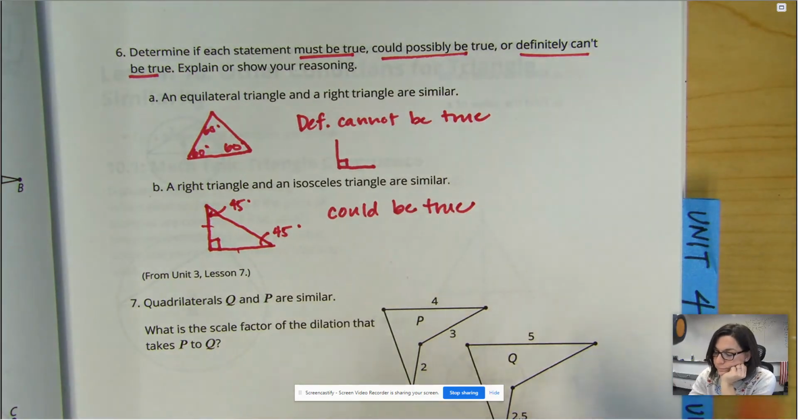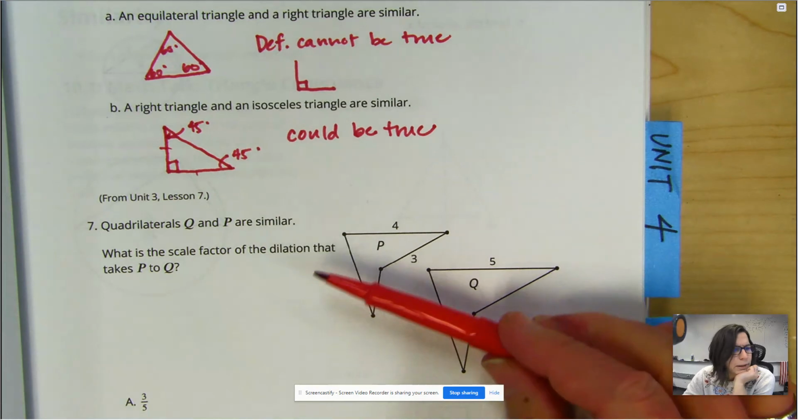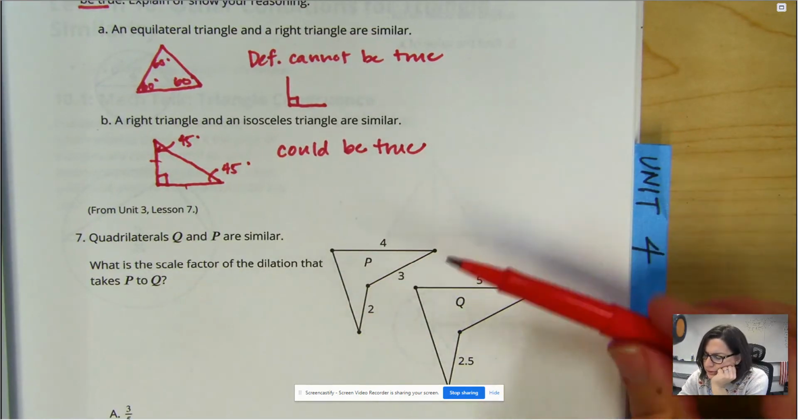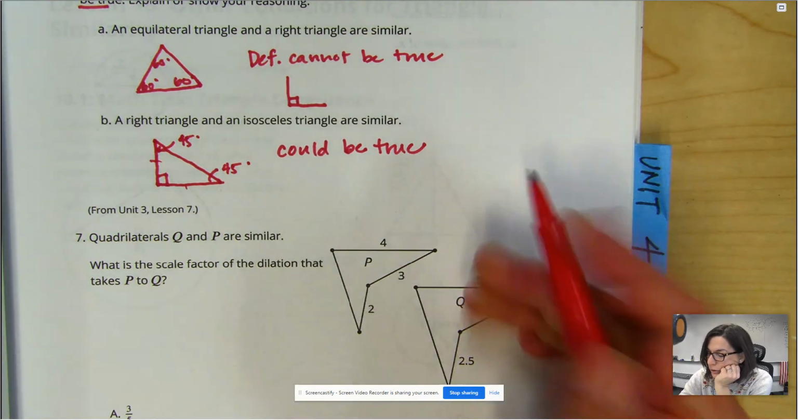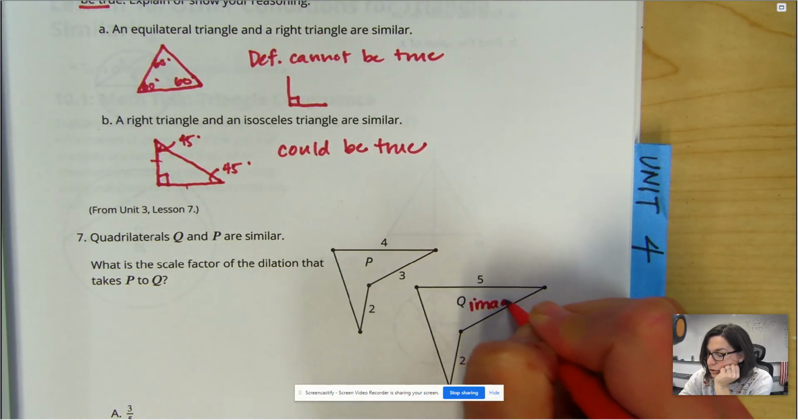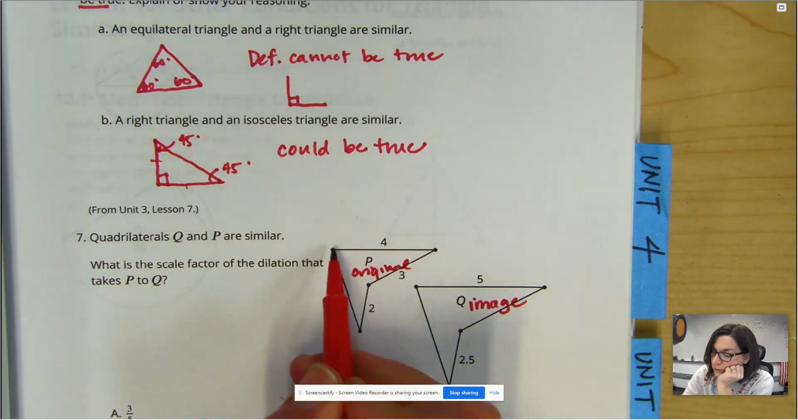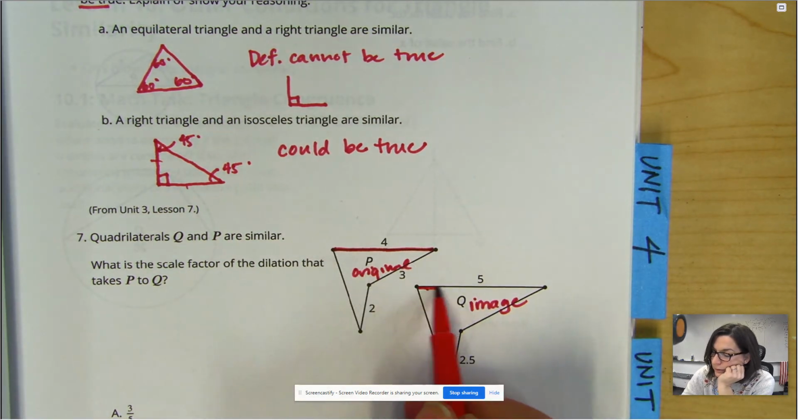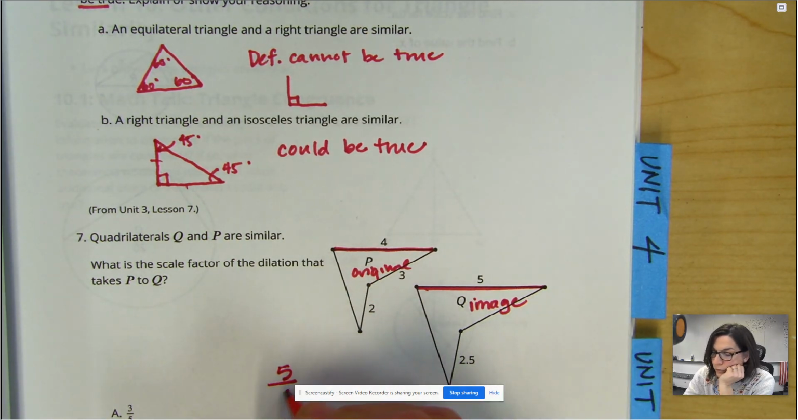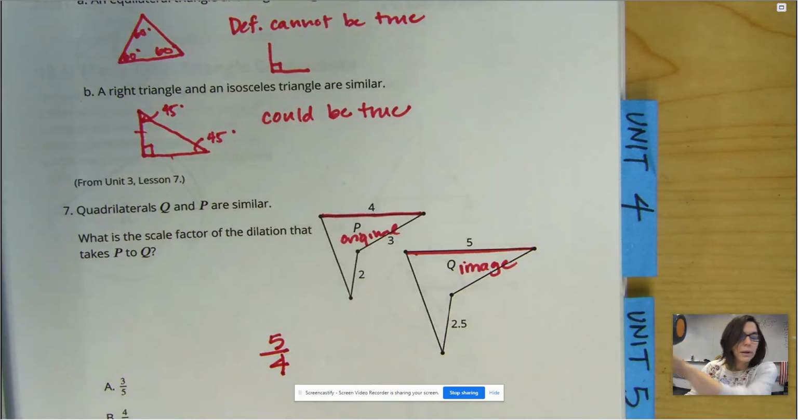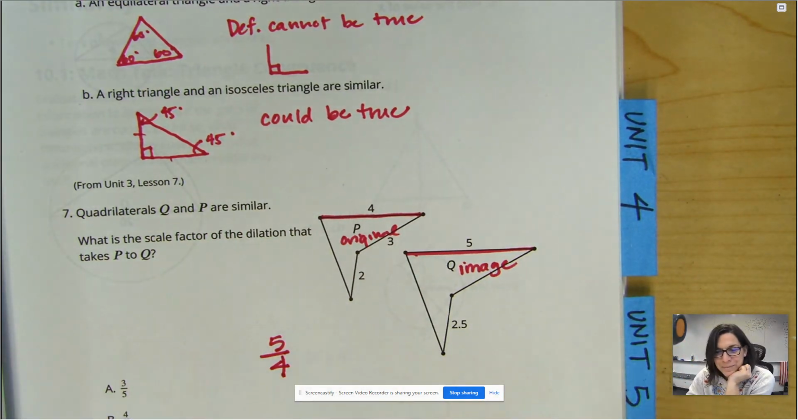Okay. All right, finally, number 7. Quadrilaterals Q and P are similar. What is the scale factor of the dilation that takes P to Q? So Q, they're telling you, is the image, and this is the original. So you take one pair of corresponding sides. I'll take this and this, right? Image over original, 5/4. Oh, so sorry. 5/4. This one right here. All right.